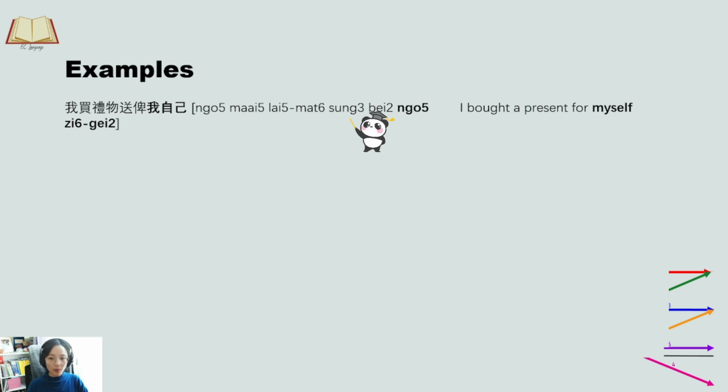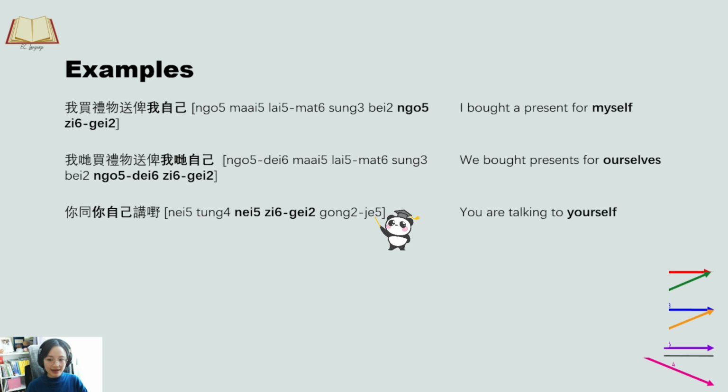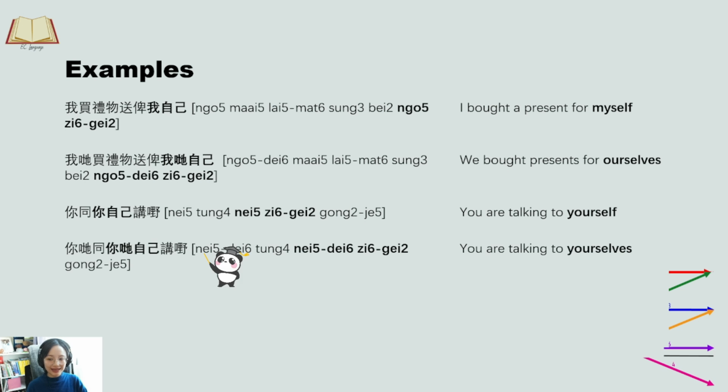我買禮物送俾我自己 I bought a present for myself. 我哋買禮物送俾我哋自己 We bought presents for ourselves. 你同你自己講嘢 You are talking to yourself. 你哋同你哋自己講嘢 You are talking to yourselves.